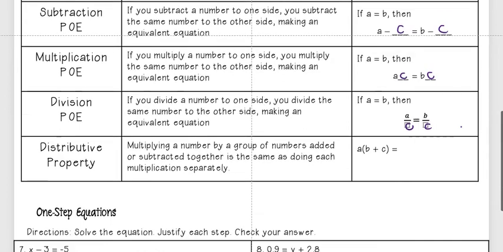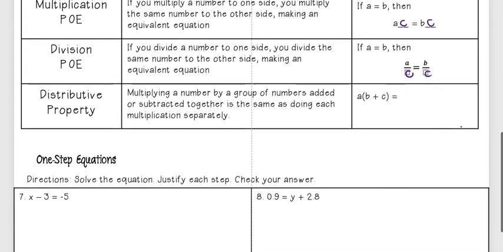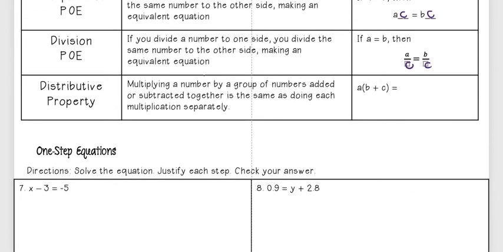So I can add, subtract, multiply, and divide the same number on both sides of the equation, and it will still be equivalent. And then this last one we already kind of saw: multiplying a number by a group of numbers added or subtracted together is the same as doing each multiplication separately. So if I have A times the quantity B plus C, I can distribute that A and multiply it with both. This is equal to A times B plus A times C.